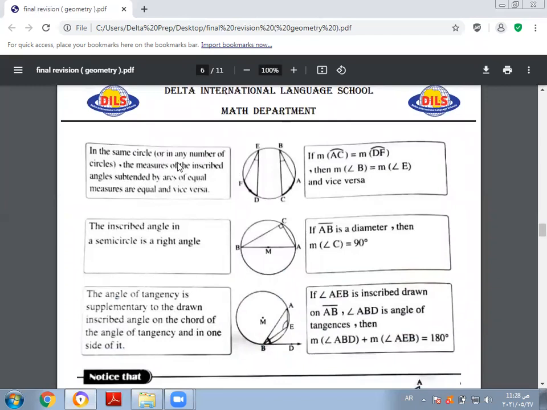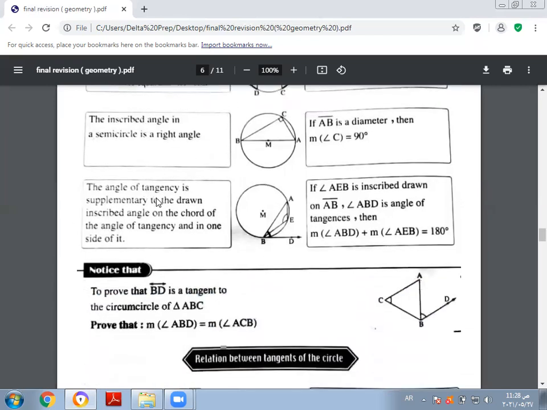In the same circle or in any number of circles, the measures of the inscribed angles subtended by arcs of equal measure are equal and vice versa. If measure arc AC equals measure arc FD, then measure angle B equals measure angle E and vice versa. The inscribed angle in a semicircle is a right angle: if AB is a diameter, then measure angle C equals 90 degrees. The angle of tangency is supplementary to the inscribed angle drawn on the chord of the angle of tangency and on one side of it.